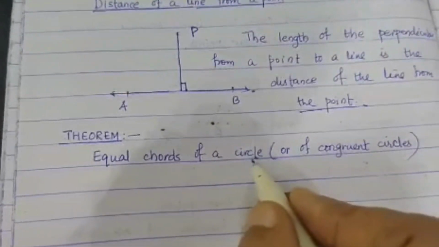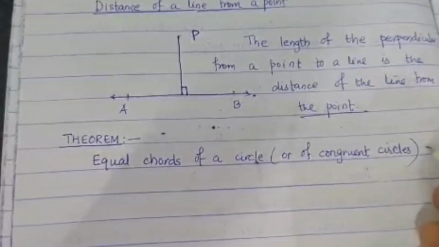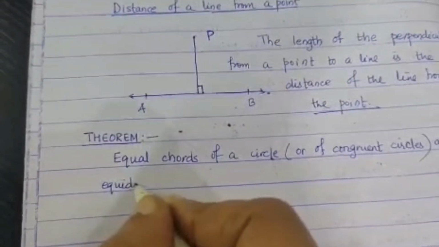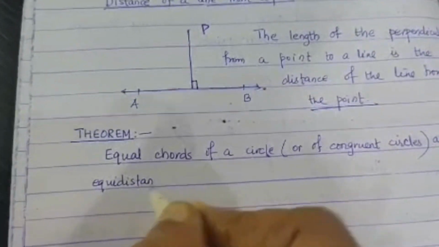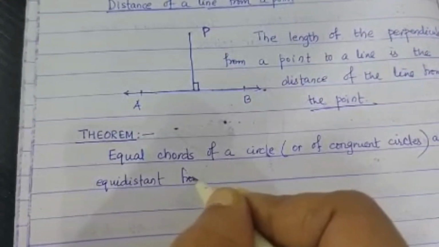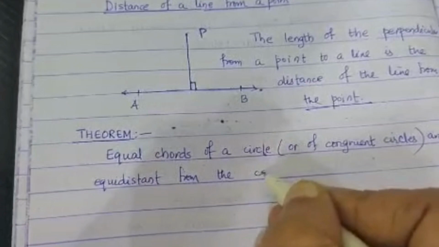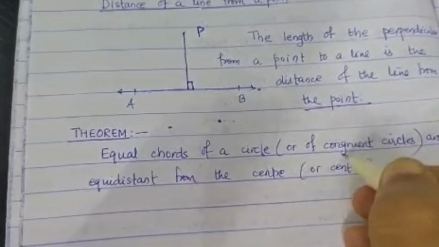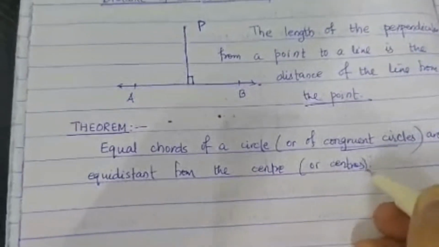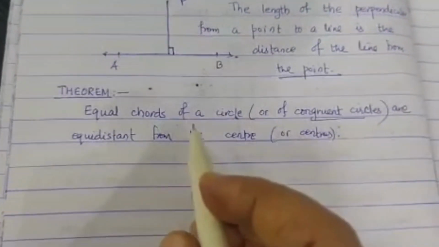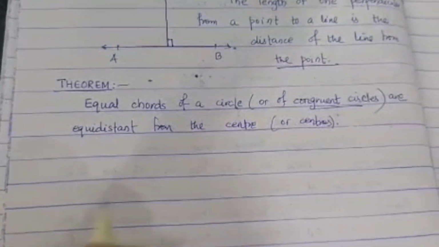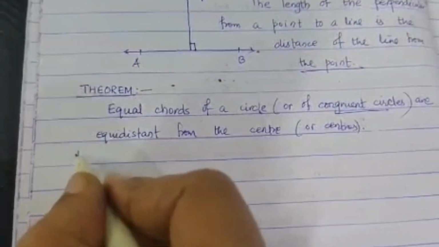Okay, equal chords of a circle or of congruent circles are equidistant from the center or centers, because we are dealing with this also. Okay, equal chords of a circle are equidistant from the center. So this is the theorem, and we are going to see its proof.